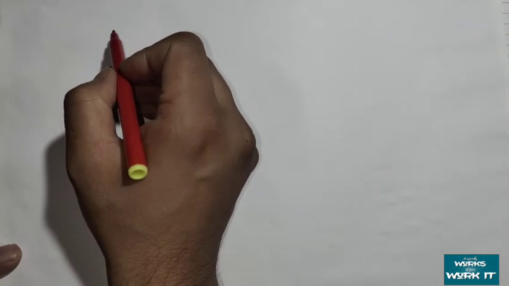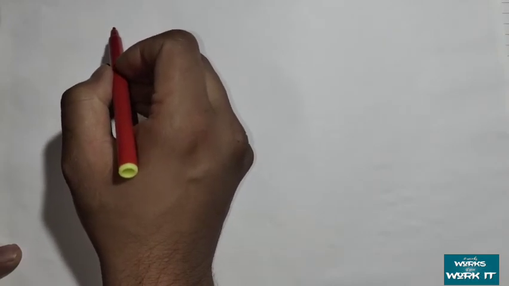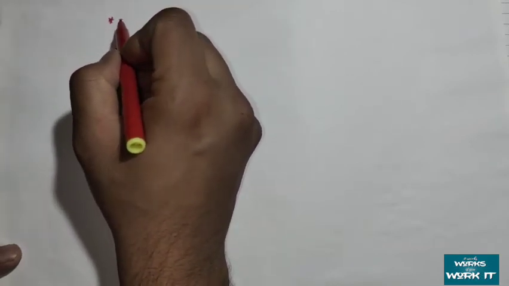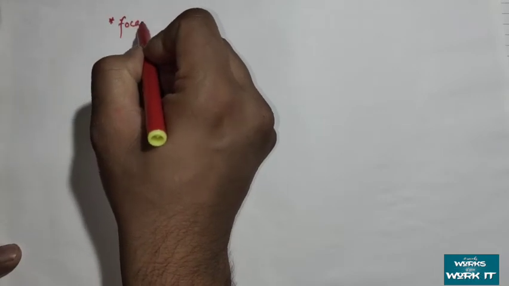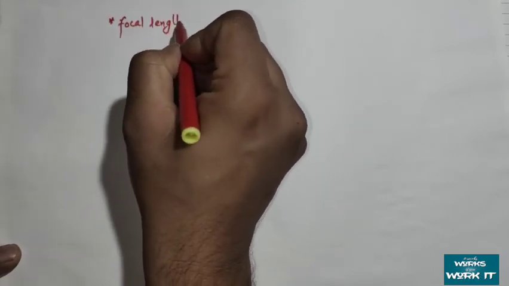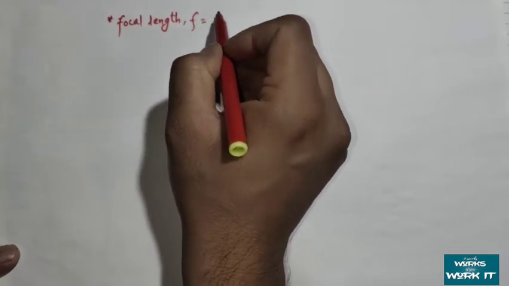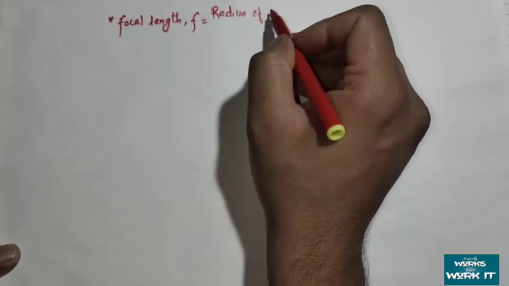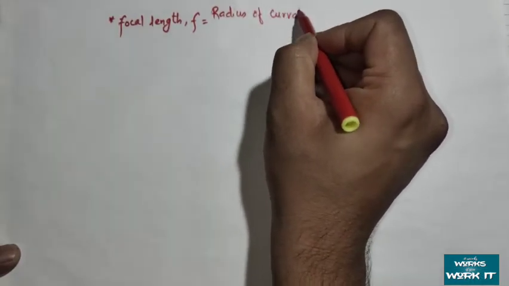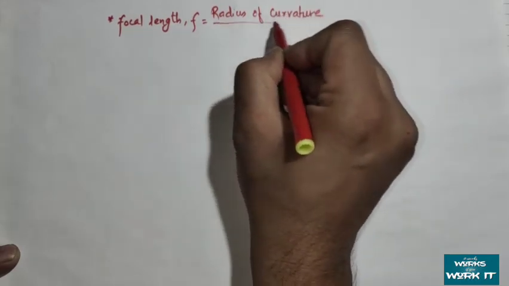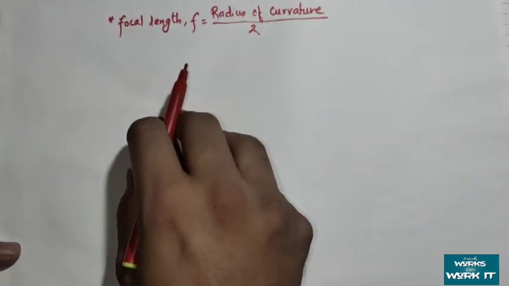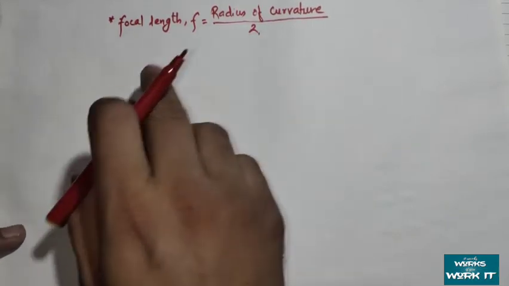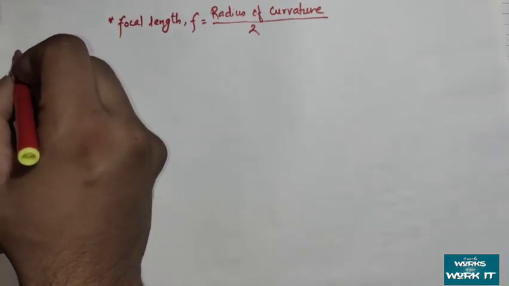Hello students, so in episode 1 we have got one formula here. From that formula we will start our episode 2. That formula was focal length f equal to radius of curvature divided by 2. That means we can say focal length is half of radius of curvature. So using this one we can solve one question here.